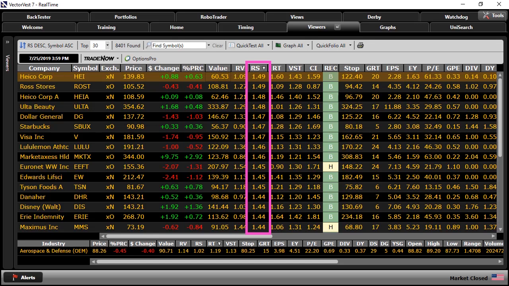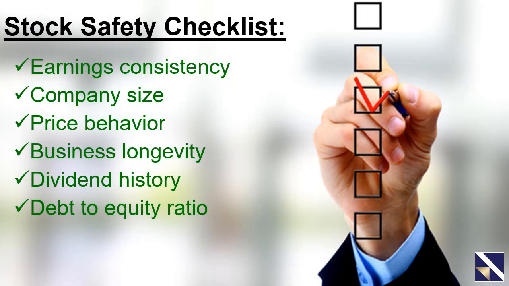RS is a very smart indicator which looks at many things. It looks at earnings consistency, the company's size. It also factors in the stock's price behavior, as well as the company's business longevity, dividend history, and debt-to-equity ratio. Basically, that one indicator is doing a lot of work for you, so you don't have to.